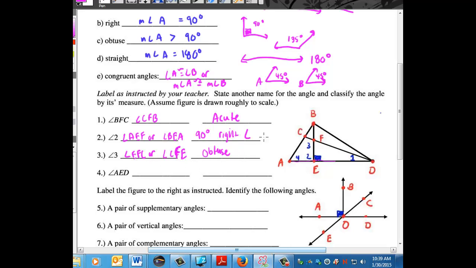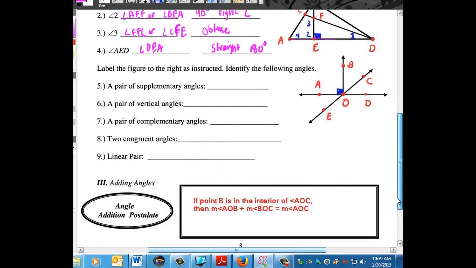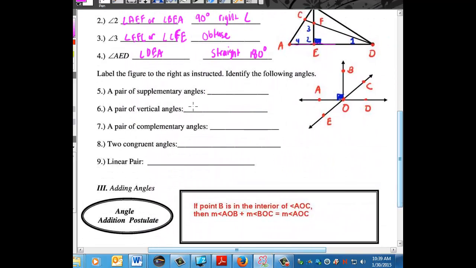Alright, then angle AED, this is our straight angle, or straight line. So it's going to be 180 degrees. And if I said angle AED, I could say angle DEA. Okay, next, we're being asked to identify a pair of supplementary angles.